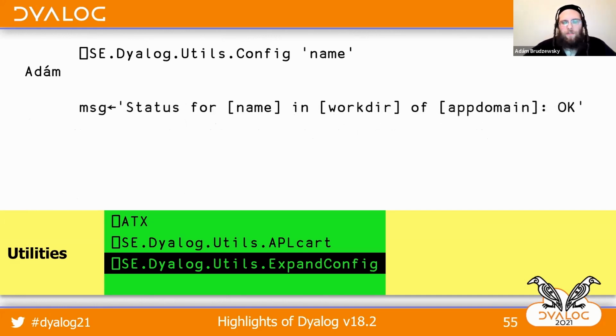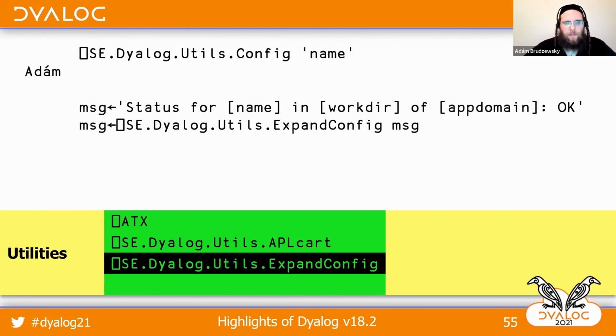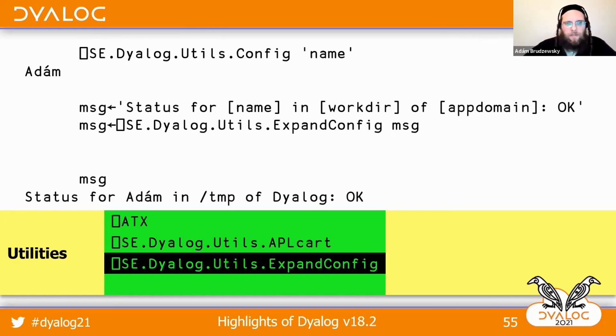Wouldn't it be nice if you could take a template message like here, and then, kind of like a mail merge, replace everything that's in the square brackets with the corresponding value from the configuration parameter that is named in there? That is exactly what expand config is about. So you give it that template and it fills it all out, much like you would have in, say, a shell.